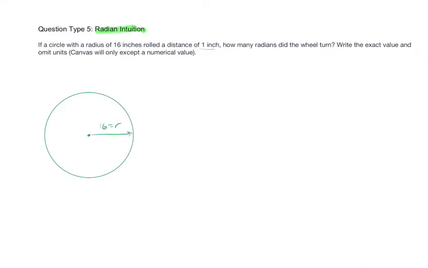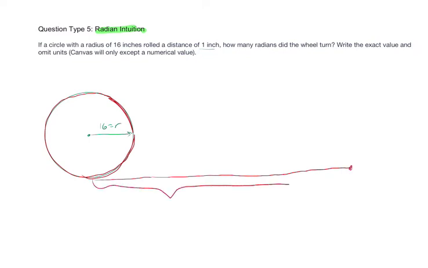Now, when the wheel is rolling along the ground, that's representing a portion of the arc of the circle. If the circle rolls the full arc, that full arc right there, the distance on the ground would be 1, 2, 3, right here, the circumference, right? So the circumference would be the distance of the wheel in one roll. This is the idea, right?